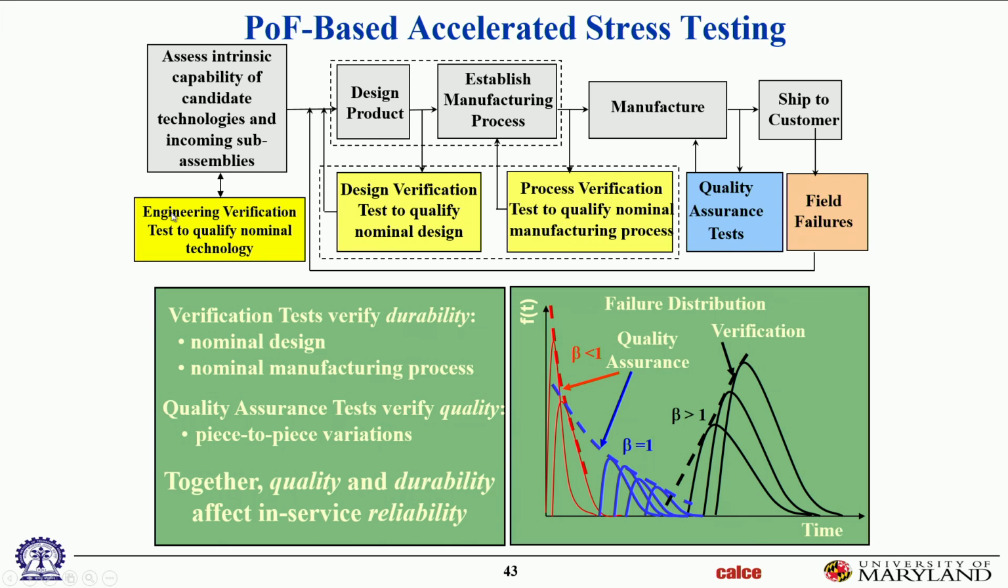EV testing, that's engineering verification testing. There you're proving a given technology. Then DV testing, you're proving your design. And PV testing, you're proving or verifying your process. So 3 kinds of testing that is extensively done. And then routinely you do quality assurance testing once you're in the manufacturing cycle. This bathtub curve, I'm going to come back to it much later. Let's skip that one.